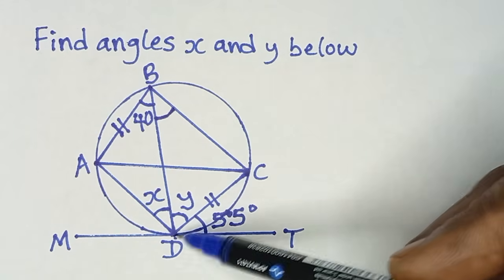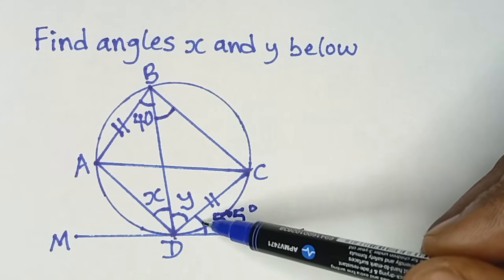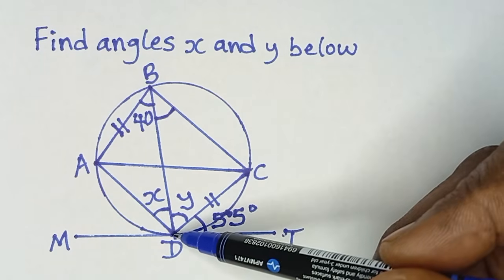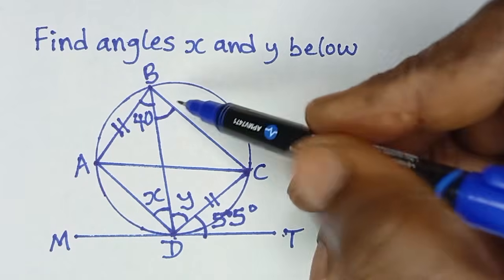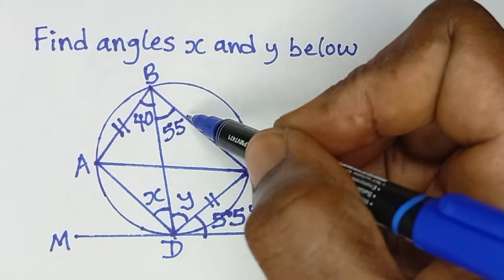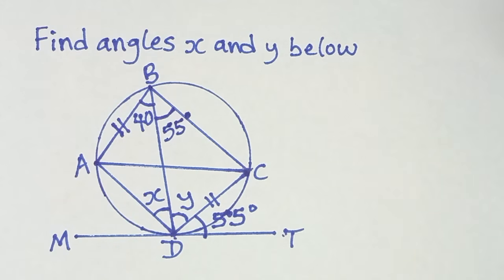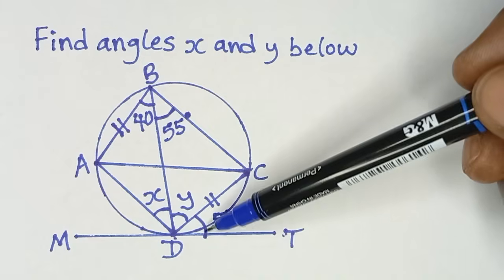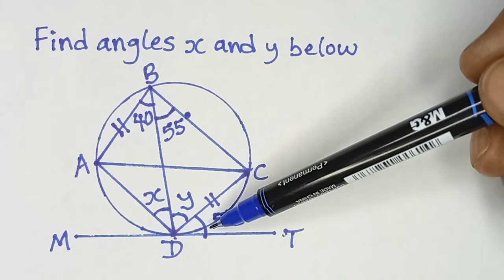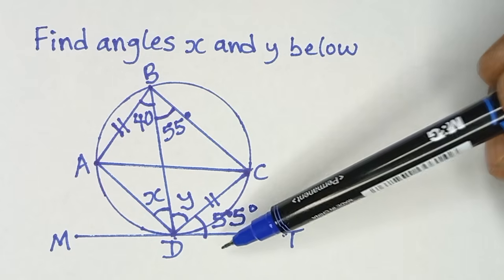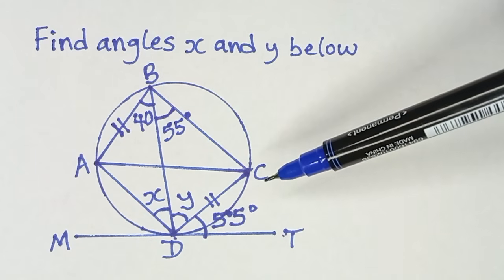So because this chord DC is making 55 degrees with this tangent, in the same way, the chord DC will make 55 degrees inside the triangle that it forms in the circle. And the theorem is that angles in alternate segments are equal. So that is the first theorem to apply.